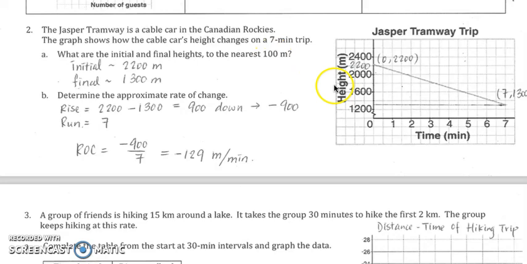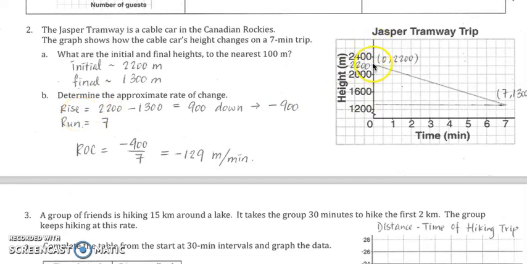So we're finding the initial height, meaning at time 0 at the very beginning of the trip. The tram is starting at this height here between 2,000 and 2,400, so it must be 2,200 meters high. And then at the end of 7 minutes, we ended up here, which is sort of halfway between 1,200 and 1,400 meters, so it must be around 1,300 meters. So now we have to calculate the approximate rate of change. We start with the rise.